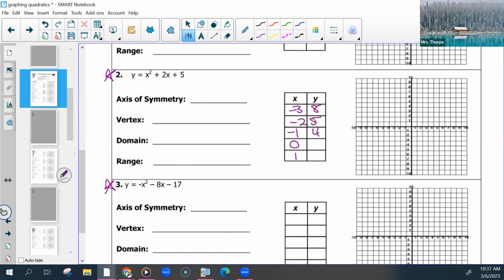Once you know half of your y values, you can repeat them. So this should be 5 and 8 again. Since we found this in the table, we know what our vertex is, with that point in the middle. Our axis of symmetry is the x value from that vertex. Our domain is the same as it was before, -infinity to infinity. And we'll talk about range in a second. So plot those 5 points.